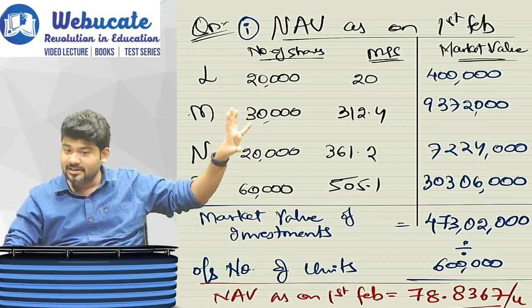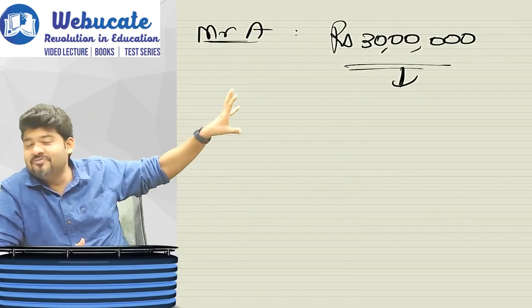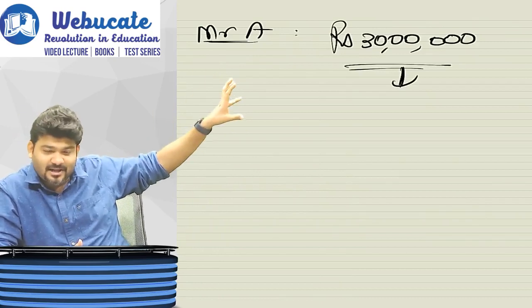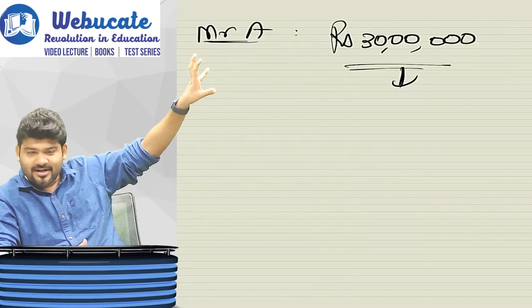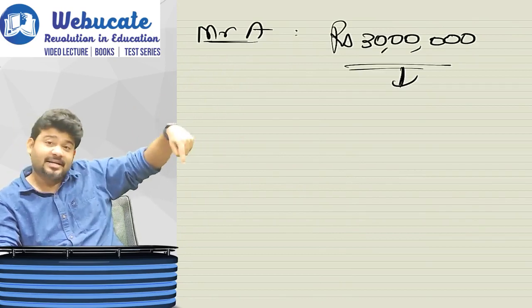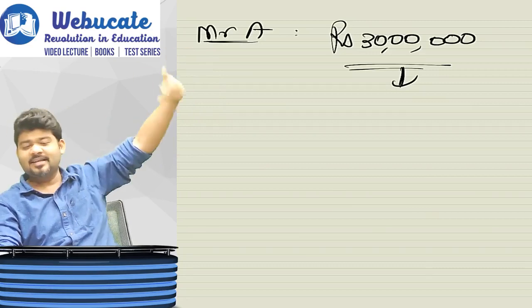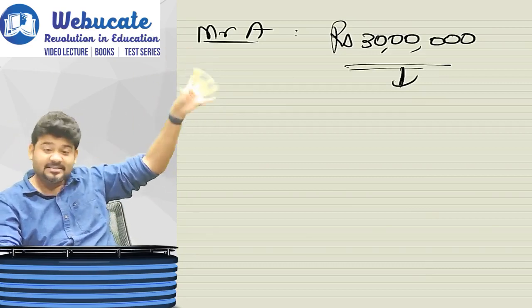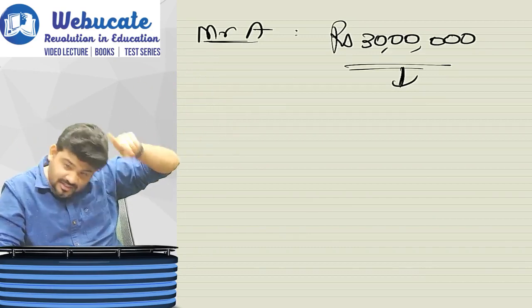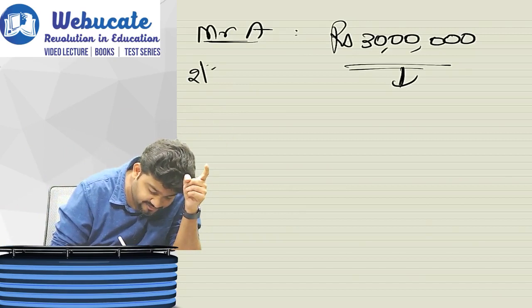This person, Mr. A, comes to me on 2nd of Feb. Now, if he comes on 2nd Feb, he would have come obviously during the trading hours only, correct? Suppose he comes after the trading hours, then in any case, 30 lakh, I will not accept. I will say, come tomorrow. But he has come during the trading hours. That's the reason I have accepted it. So, he has come with his 30 lakh on 2nd of Feb, but during trading hours.